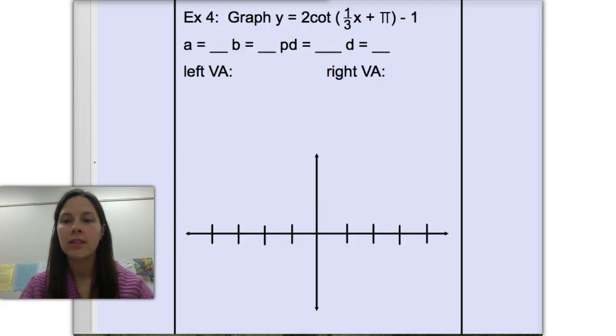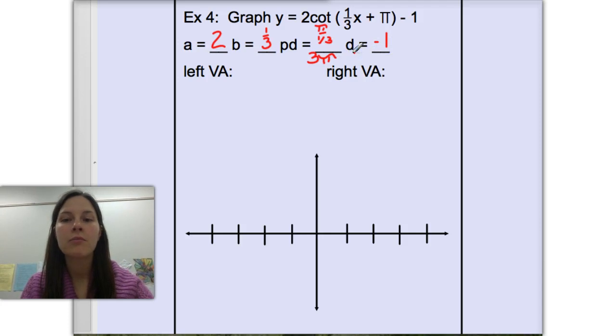All right, and last we've got our cotangent function. So again, identifying all of those pieces of information, we have a stretch this time of 2. If we have a vertical shift, which we do on this one, once we find our new x-axis, we will go up 2 or down 2 from that axis because of the vertical stretch. Our b value is 1/3. Remember the period of the cotangent is pi, so we're going to do pi divided by 1/3, which is the same thing as multiplying by 3, so our period is 3 pi. And our d value, as we mentioned, we're going down 1.